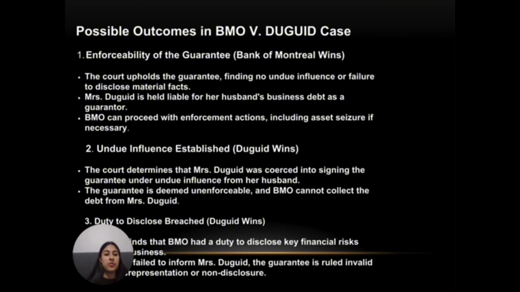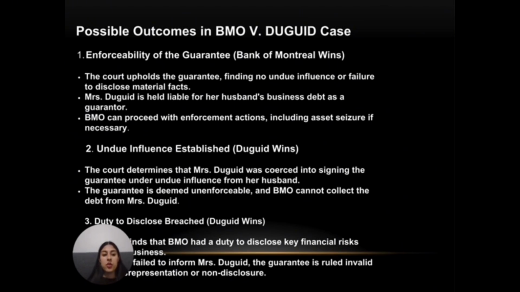Second, undue influence established: Duguid wins. The court determines that Mrs. Duguid was coerced into signing the guarantee under undue influence from her husband. The guarantee is deemed unenforceable, and BMO cannot collect the debt from Mrs. Duguid.